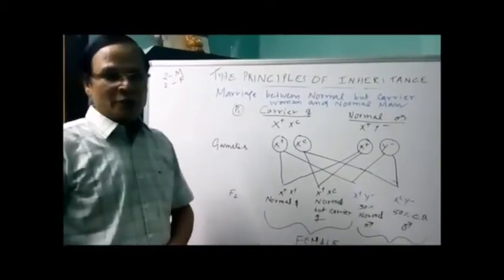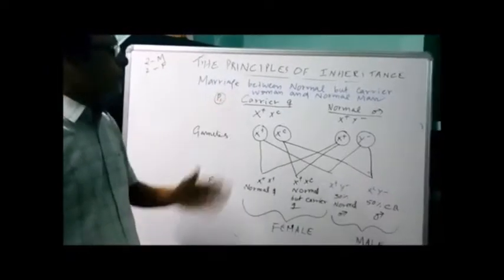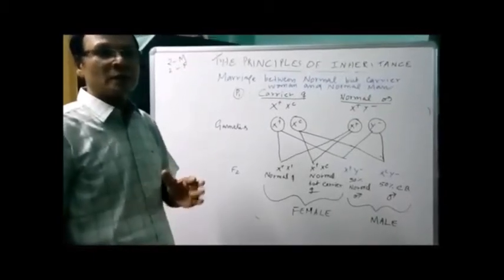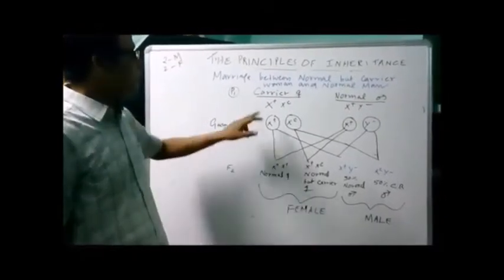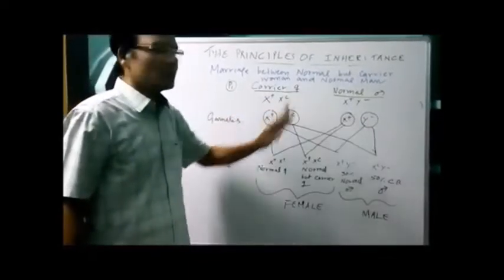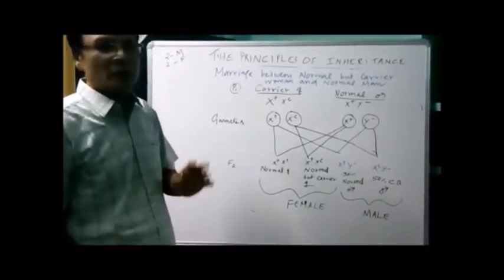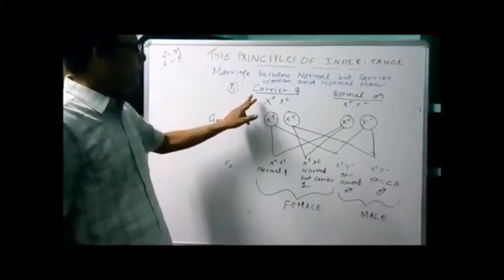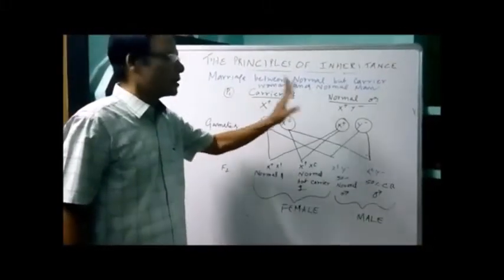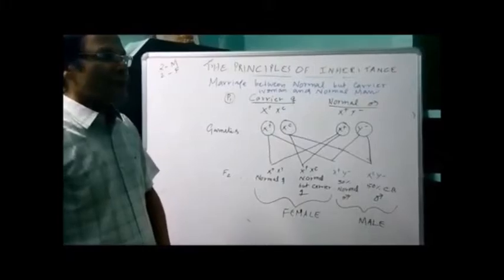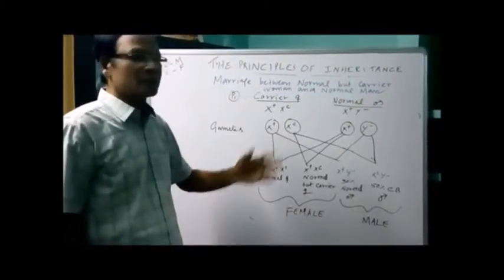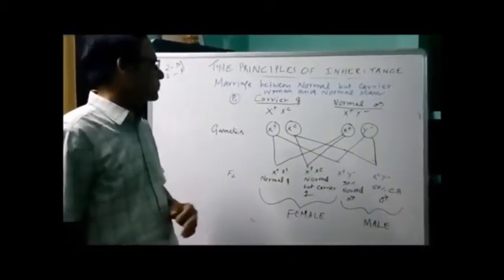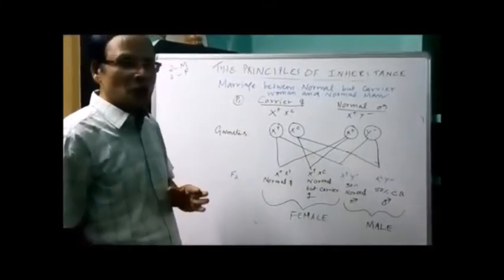So in the previous marriage, that is between a normal woman and a colorblind man, we received all the sons and daughters normal. But the daughters are carrier and the sons are normal. All the daughters and sons are normal, but the daughters are carrier. Suppose you have a marriage between a carrier female and normal male. Once the mother is carrier, we can say easily about the males. What are the natures of sons? Once mother is carrier, there is no doubt about it.